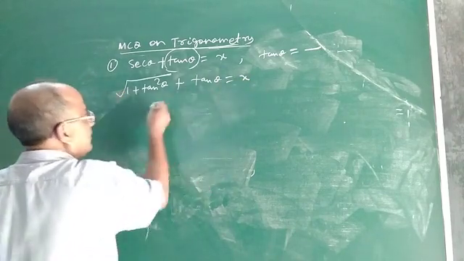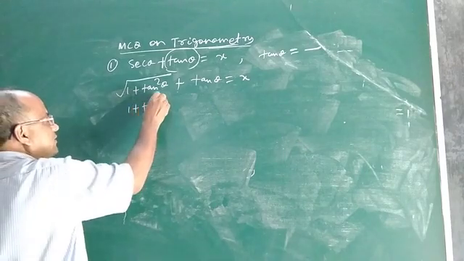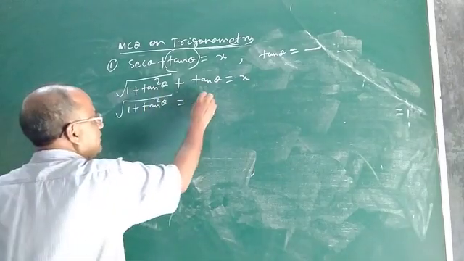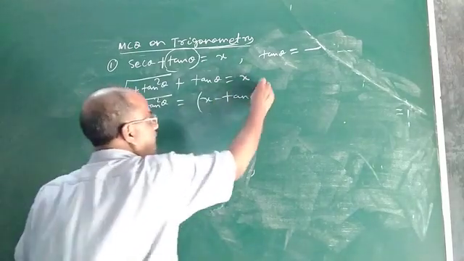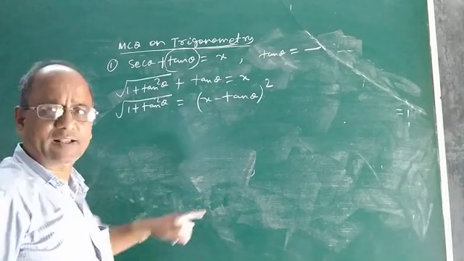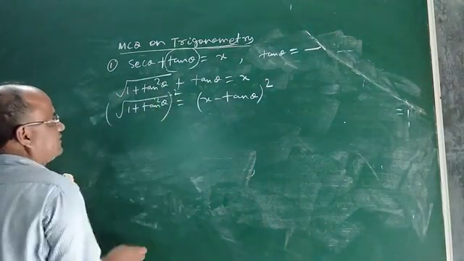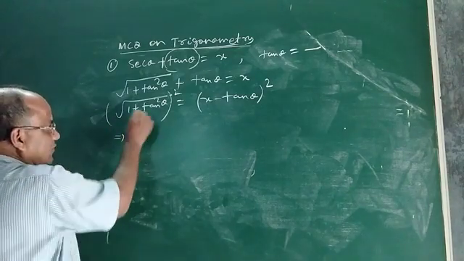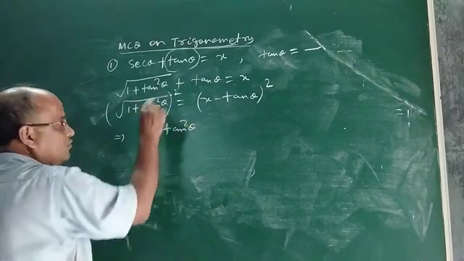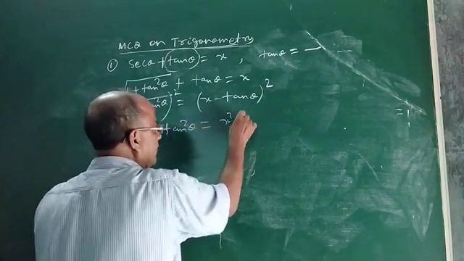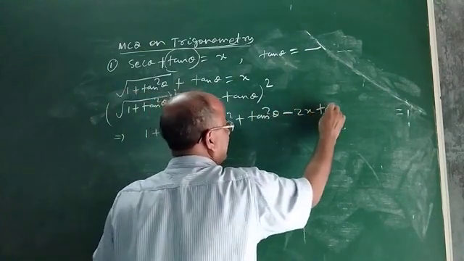Now take tan theta to the right hand side. So the square root of 1 plus tan square theta will be equal to x minus tan theta. Now take the square on both sides. That means squaring both sides. If you square both sides, the left hand side will give you 1 plus tan square theta only, because square and root will be cancelled. The right side will be x square plus tan square theta minus 2x tan theta.